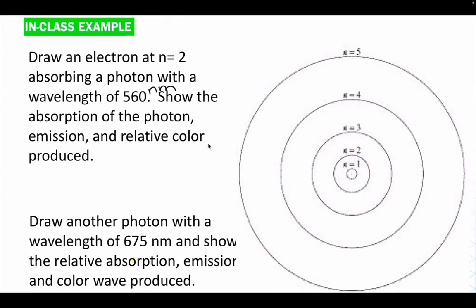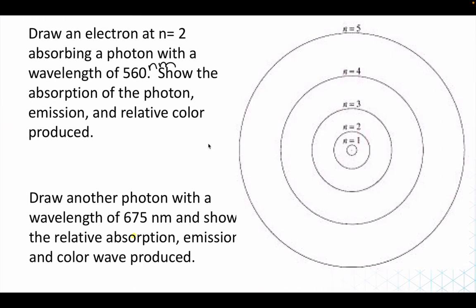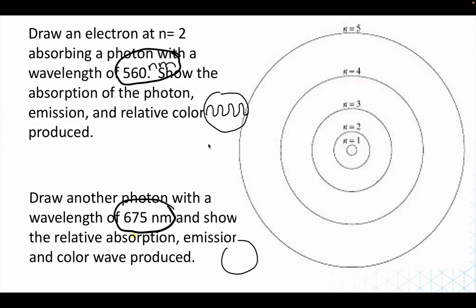So let's do an example here. This is very similar to what you did in the lab, but I want to go over it with you. This is looking at two different photons that have different wavelengths. So the photon up above, the 560 versus the 675 nanometer photon. The first photon is going to actually have more energy and correspond to a higher frequency wave. And the second photon, because the wavelength is bigger, is going to correspond to a less energetic wave.